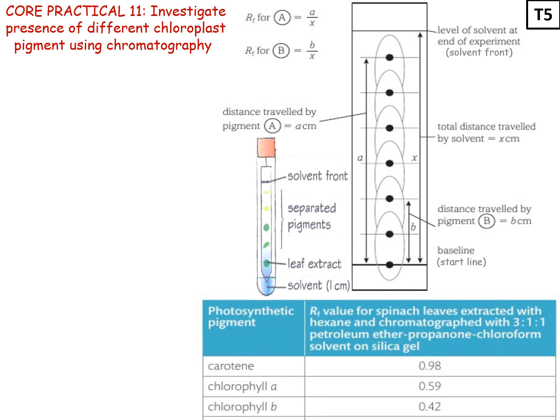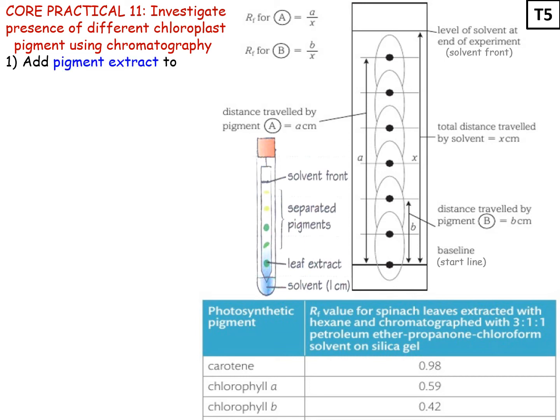Core Practical 11. Investigate presence of different chloroplast pigments using chromatography. So as I mentioned earlier, chlorophyll is not the only photosynthetic pigment, and there are actually two different types of chlorophyll, and each photosynthetic pigment absorbs different ranges of wavelength. And we could then separate these photosynthetic pigments using chromatography.